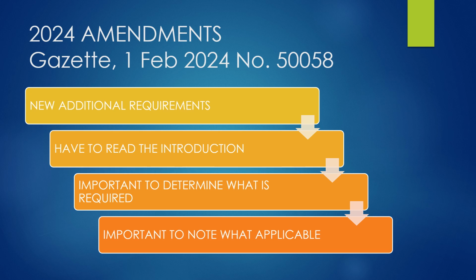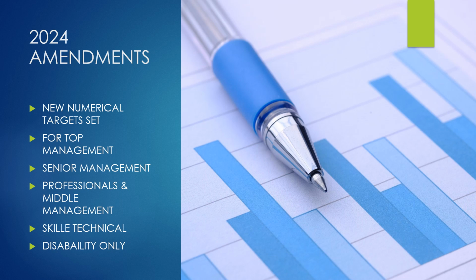And all of these amendments, the ones that were published in 2022, 2023, 2024, all have to be read now in conjunction with one another in order to be able to determine and understand what is required in terms of the Employment Equity Act requirements, amendments going forward. The 2024 amendments basically set out new numerical targets for top management, senior management, professionals and middle management, skilled technical staff, as well as disability-only staff.